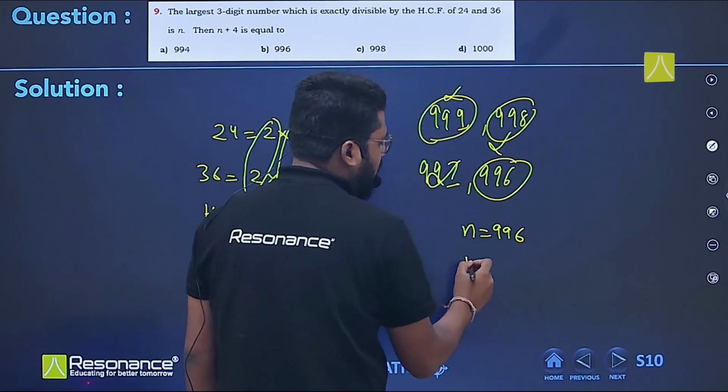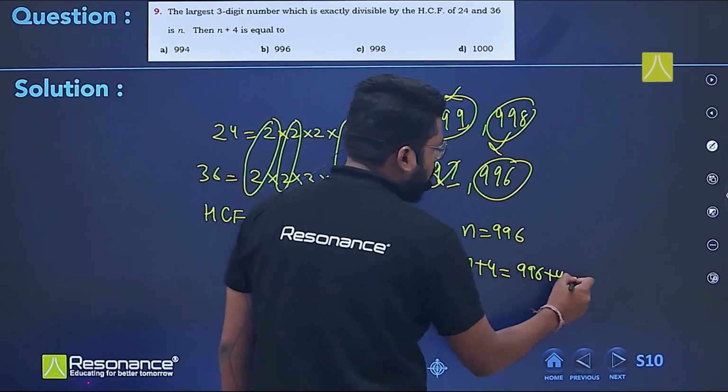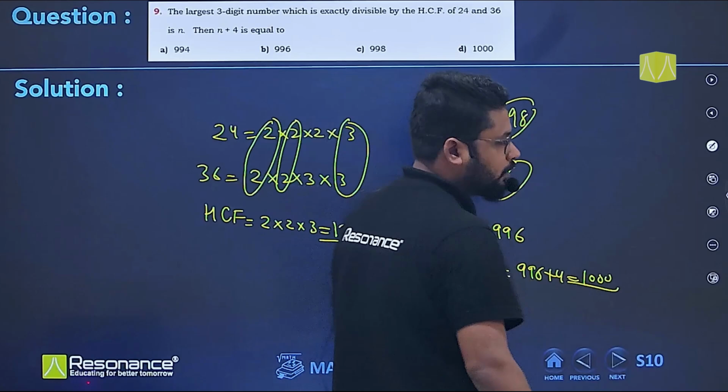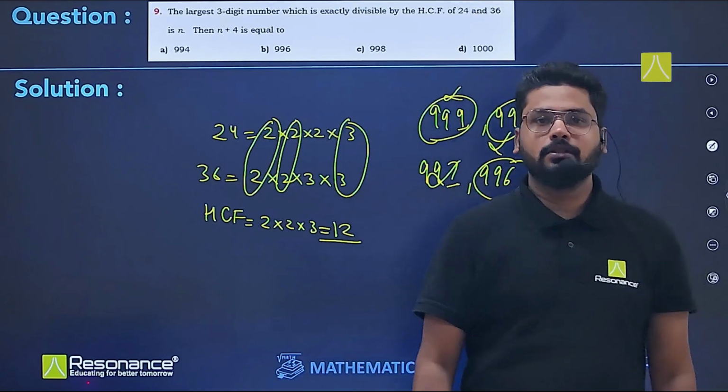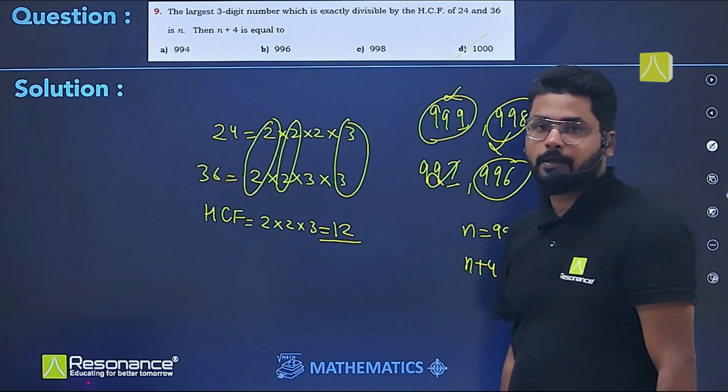But you have to find the value of n plus 4. So 996 plus 4 is 1000. So n plus 4 is 1000.